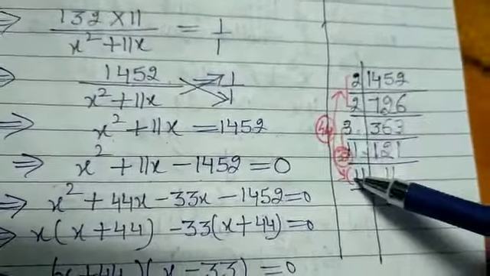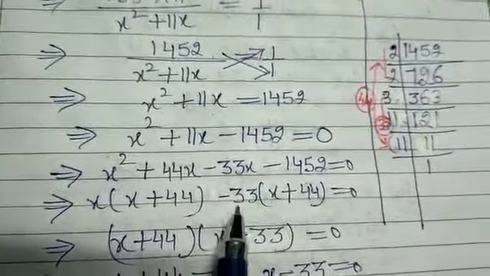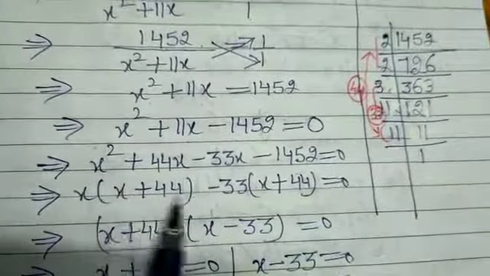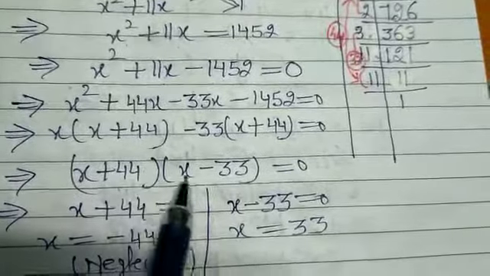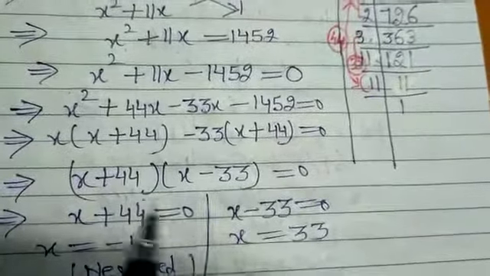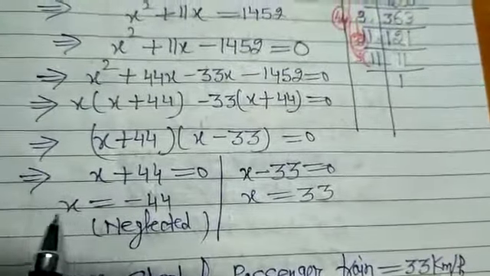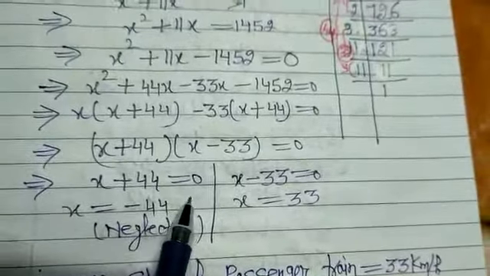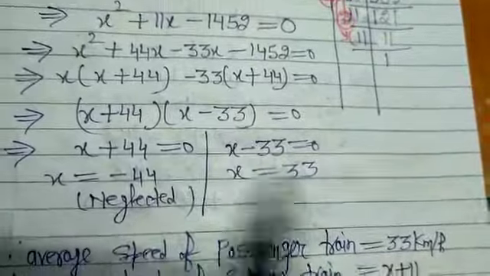So the middle two terms are plus 44x and minus 33x. Common from the first two is x into x plus 44, and common from the last two terms is minus 33, so it becomes minus 33 into x plus 44. So here x plus 44 is a common factor, and it becomes x plus 44 into x minus 33. The product of two terms is equal to 0. It means either the first term is equal to 0 or the second term is equal to 0. So from here x equals minus 44 and x equals 33. We can't say that the speed of the train is minus 44 km per hour, so this value is neglected here.